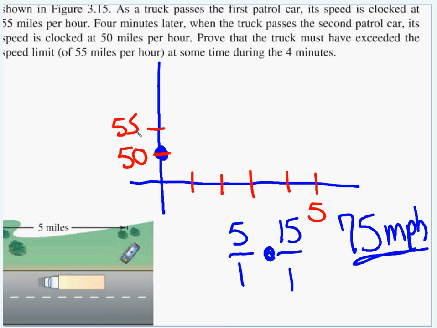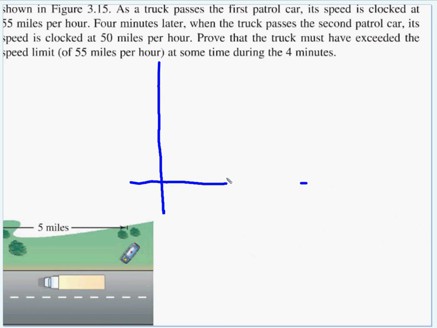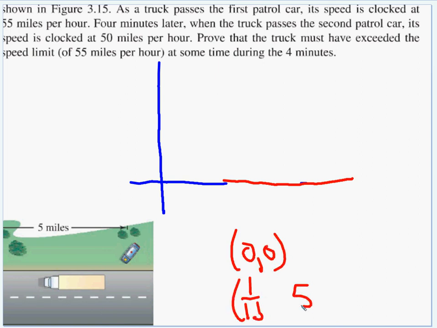Let me back this graph up. It might be easier to see it this way. When we figured out our endpoints, we had (0, 0) and (1/15th, 5). So if I plot those points, here's (0, 0). And then if we go way out there, that would be 1. So I'm just going to make this my 1/15th. And that would be way up at 5. So what we found here was the slope between those points, and that was 75.